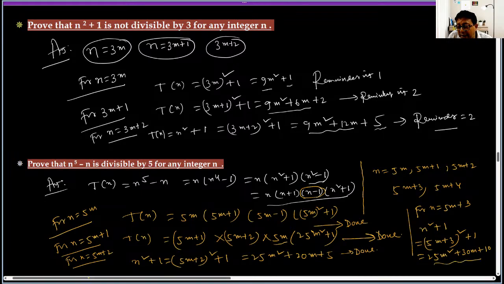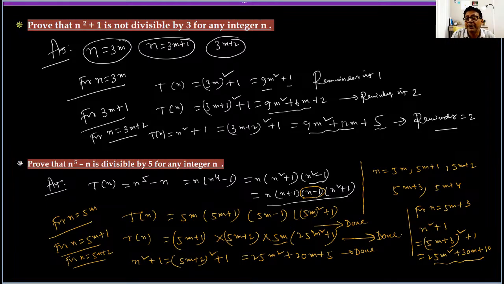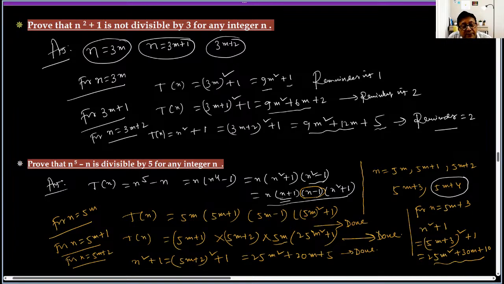See, divisible by 5. And the last one, when you are taking 5m plus 4, this part is going to be divisible by 5 because of 5m plus 4 plus 1. So the result is divisible by 5, whatever may be the value of n. For all integers n, n to the power 5 minus n is divisible by 5. Clear?